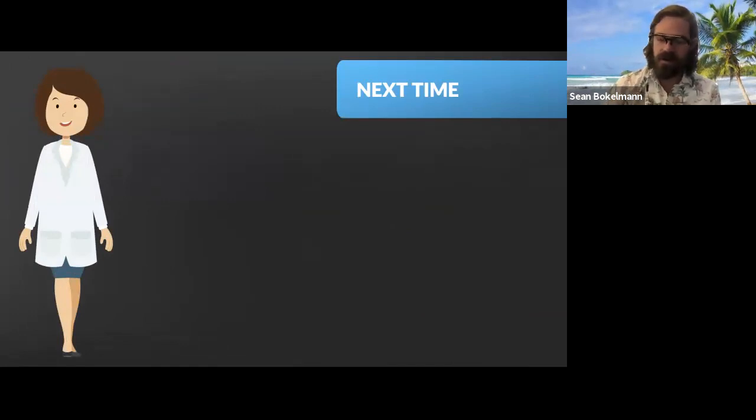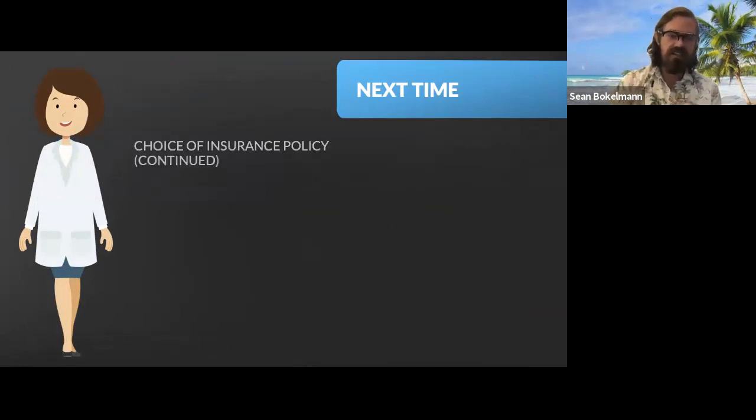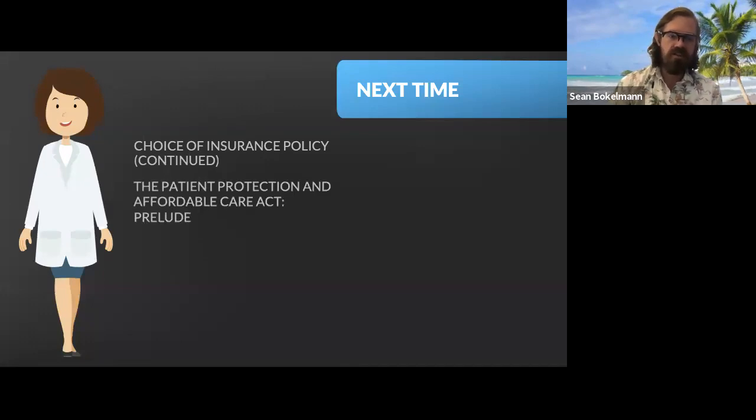All right, so that's all we're going to cover for today. Hopefully on Monday next week, we will be able to wrap this chapter up. But going on from here, we're going to continue looking at the choice of insurance policy. There's a few issues we haven't covered yet regarding the choice of insurance. And then we're going to start thinking about the role that the Affordable Care Act has played in this choice of insurance.